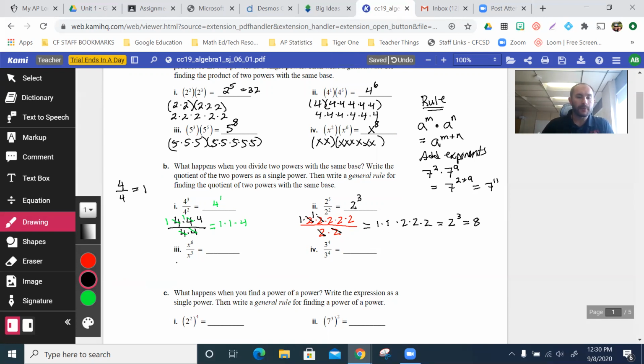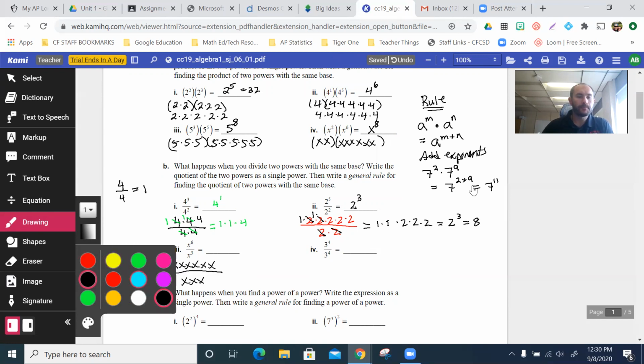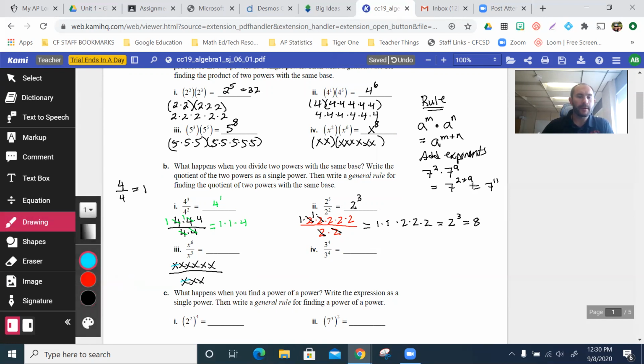Then what about this one? There are 6 x's on the top, 3 x's on the bottom. So this x divided by that x is a 1. This x divided by this x is a 1. This one and this one, that's a 1. So you're left with 1 times 1 times 1 times x times x times x. Altogether, the 1's are just 1. They don't really matter too much because 1 times anything is itself. But these x's are x to the third power. So this whole thing works out to x to the third power.